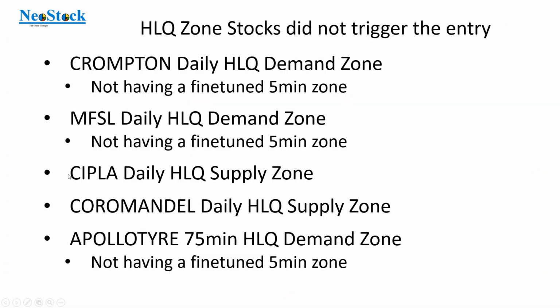And there are 5 other stocks. Crompton, a daily HLQ demand zone, not having a fine-tuned 5-minute zone. And MFSL is not having a fine-tuned zone. Even Cipla is a daily. Cipla I already explained previously how to fine-tune this zone. Even Coromandel also I explained. And Apollo Tyre is not having any fine-tuned zones. So this is about the high liquidity zones generated.